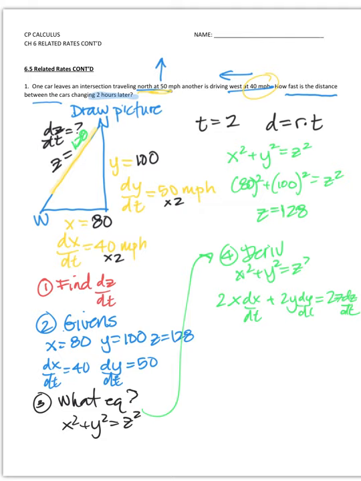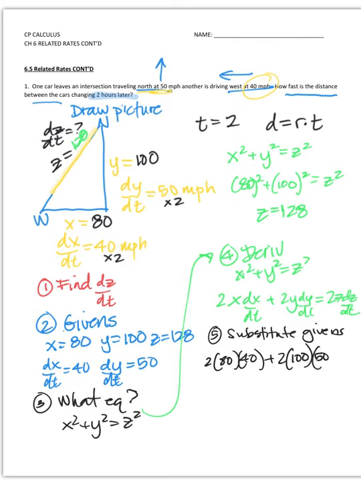At this point, we're going to substitute our values and figure out what dz/dt is. So this step is to substitute our givens. We have the x is 80 and the dx/dt was our 40, plus 2 times the y, which was 100, and our dy/dt is 50. This is all equal to 2 times our z, which was 128, and then we have that unknown of dz/dt that we're going to solve for.